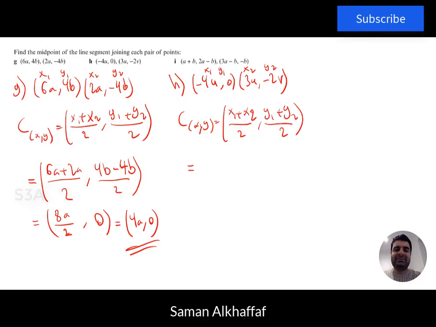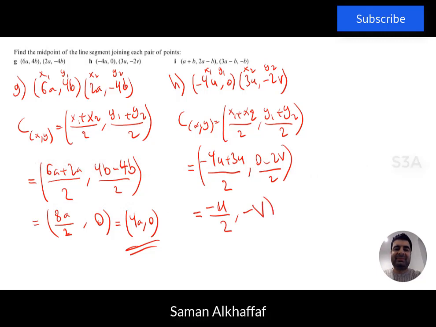So that would give us, in this scenario, minus 4u plus 3u over 2, and we also have 0 minus 2v over 2. So in this scenario, we would have the simplification of minus u over 2, and we also have minus 2 over 2, so that would give us minus v, and this will be our coordinates in this scenario.